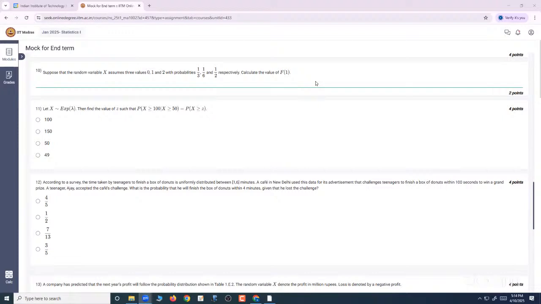So this should be equal to P of X greater than or equal to 100 divided by P of X greater than or equal to 50. Correct. So then we can also use the integral. If you use the integral, you come to e to the minus lambda z equal to e to the minus 100 lambda plus 50 lambda, so e to the minus 50 lambda. If we equate the exponents on both sides, z will come out to be 50. Okay, you have integrated it. Fine.